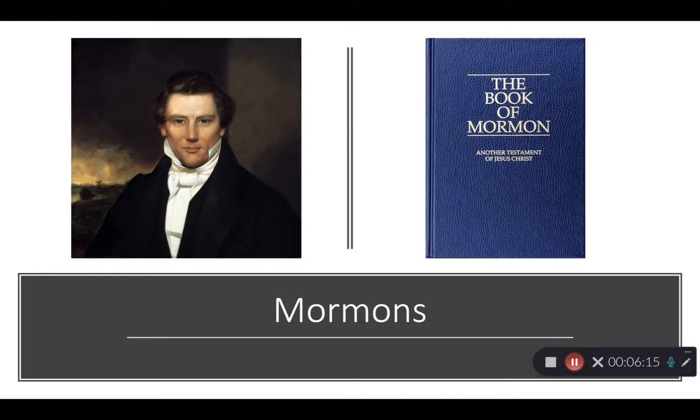Mormons are different from other groups of Christians because they accept extra books into their teachings. So for example, one of the major books in Mormonism is the Book of Mormon. The Book of Mormon contains writings of ancient prophets who lived on the American continent from 600 BC to 421 AD.